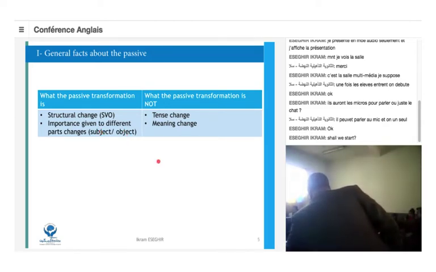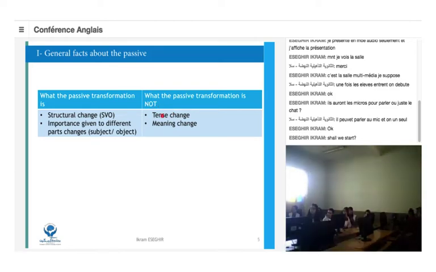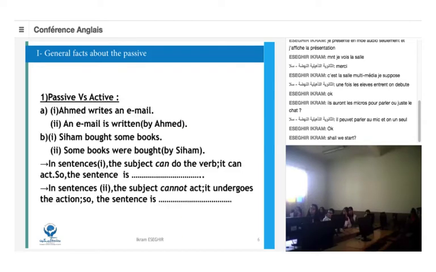Now, number 2, what we shouldn't do in the passive transformation is, number 1, we shouldn't change the tense and we shouldn't change the meaning. We should change only the structure. No tense change, no meaning change. That's rule number 1. Number 2, so if you have Ahmed writes an email.